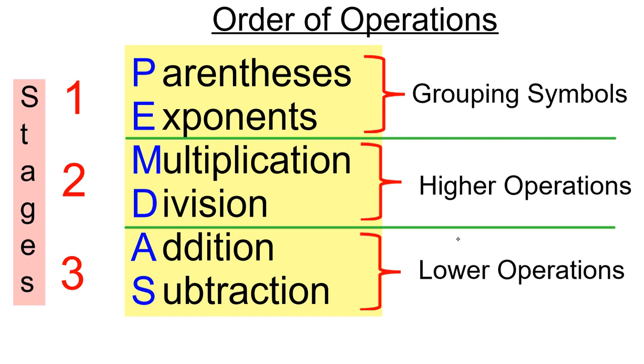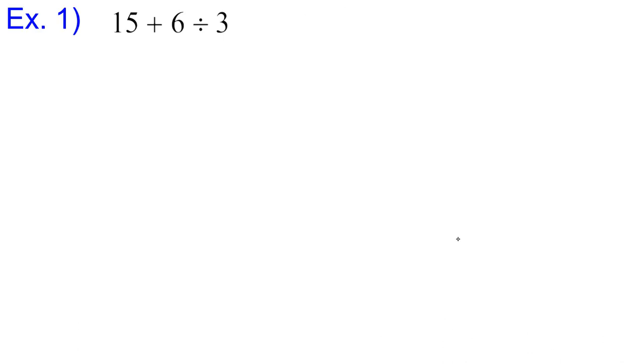Now, the reason that we do it in stages is that you can do anything within the stage as long as you're working left to right. So that's something to think about, and we'll see it in our practice right now. So here we have a problem, 15 plus 6 divided by 3. According to our order of operations, there is no stage 1 here, so we're going to go straight to stage 2 because we have division. 6 divided by 3 is 2. If I bring the rest of the problem down, I am left with a stage 3 problem, 15 plus 2, which is just 17.